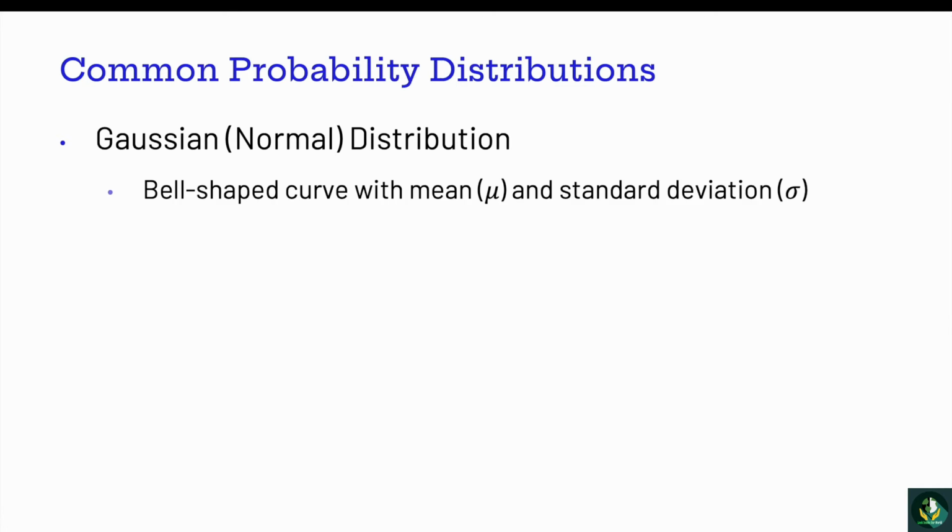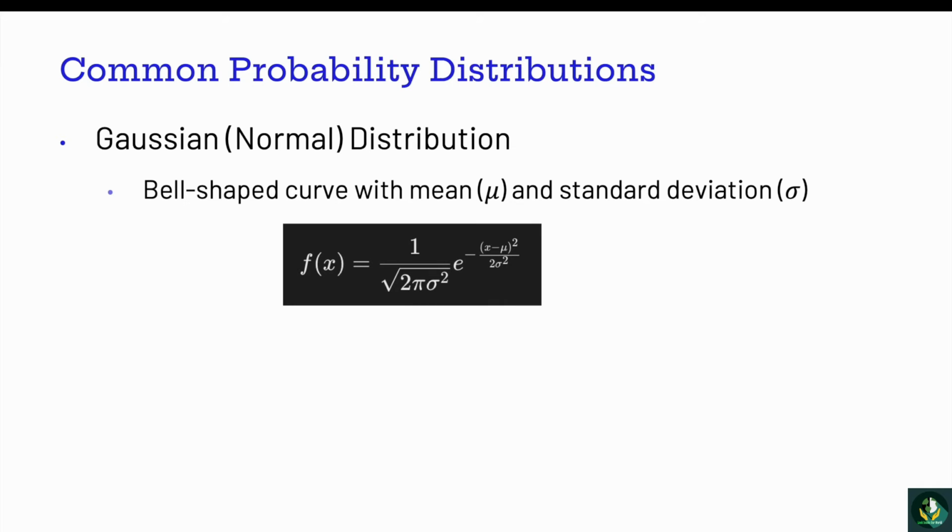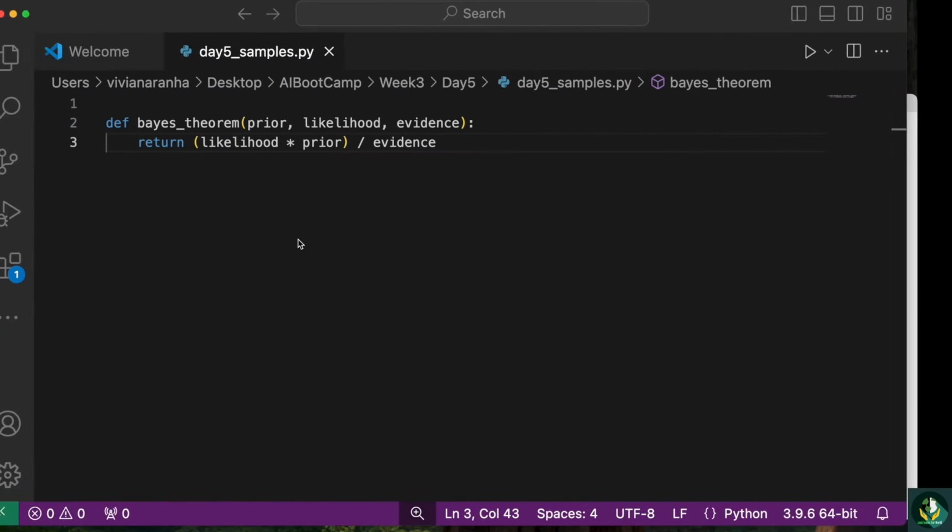Now we are going to talk about different probability distributions here, starting with the Gaussian distribution, which is also called a normal distribution. It's a bell-shaped curve with mean mu and standard deviation sigma. The formula for it is f(x) equal to 1 divided by square root of 2 pi sigma squared, times e raised to minus (x minus mu) squared divided by 2 sigma squared. An example of this can be modeling continuous data like heights or test scores. We can look at a Python example for that.